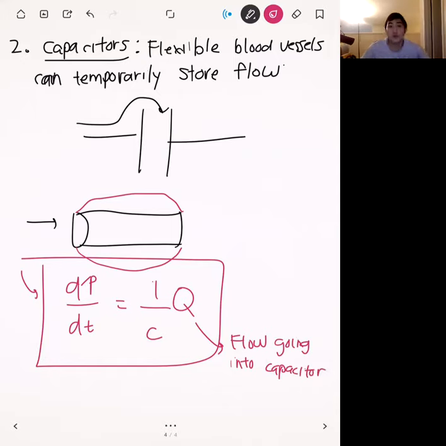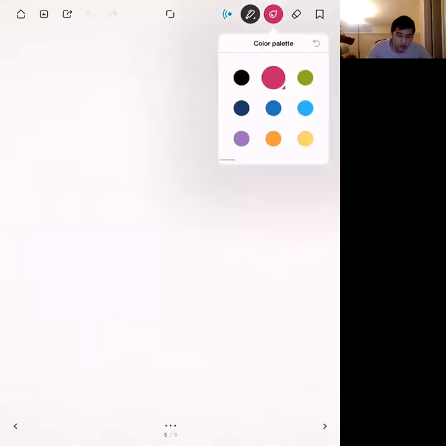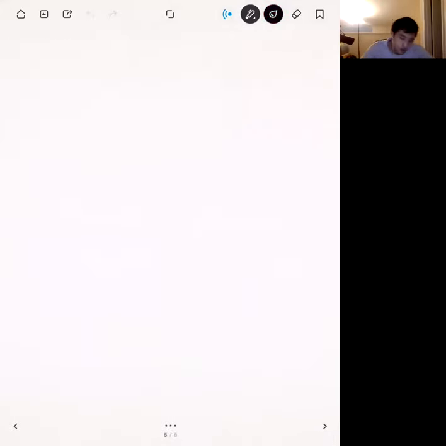Okay. All right. And so that's the capacitance, right? And then the last element that we went over was inductors. Okay. And so inductors, what they do in circuits is that, because of the electric field that gets induced within the inductor, which is basically just a wire coil, they can help slow down or impede changes in current. Okay. And so it's the same thing for blood flow.